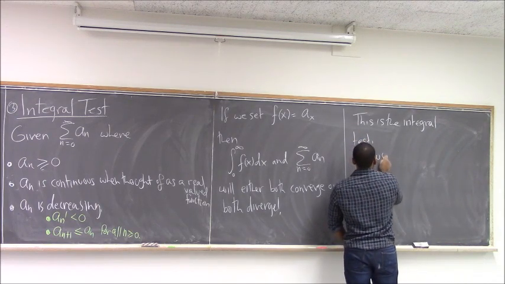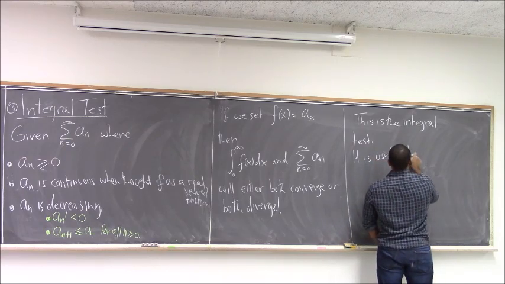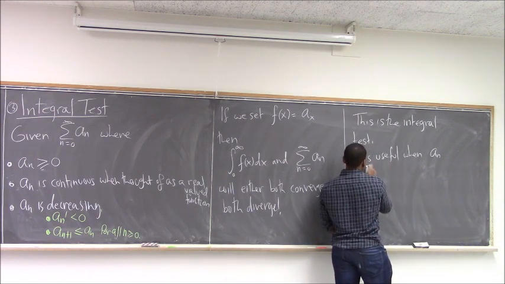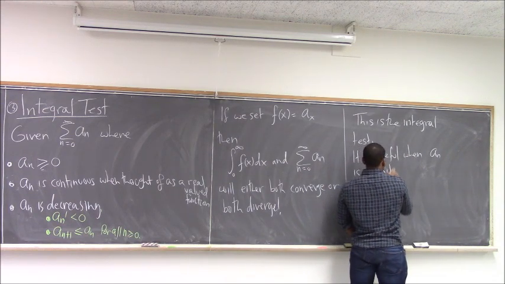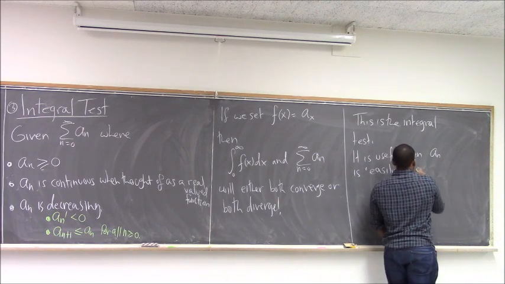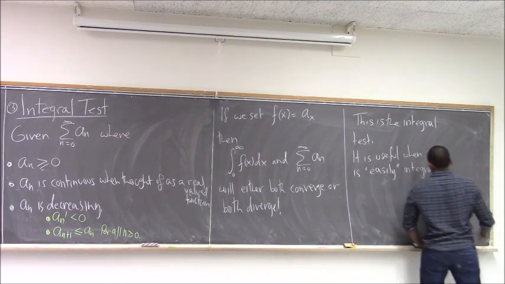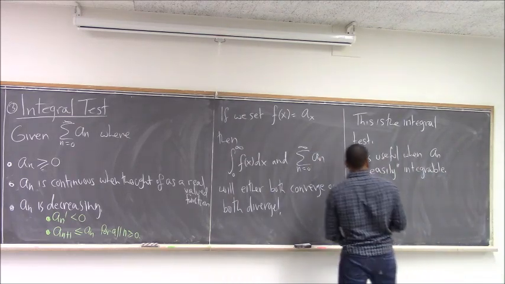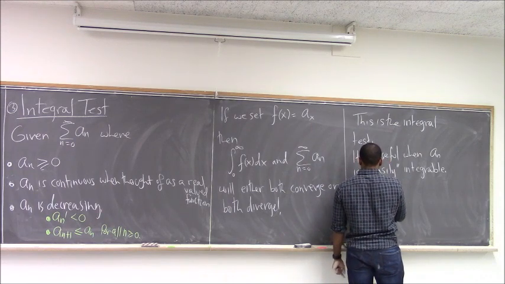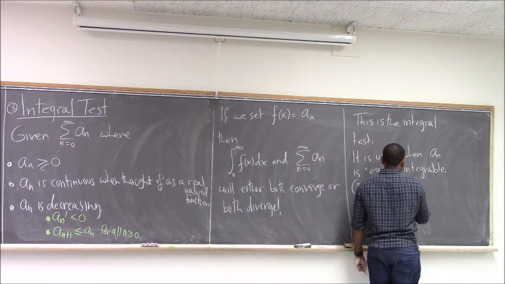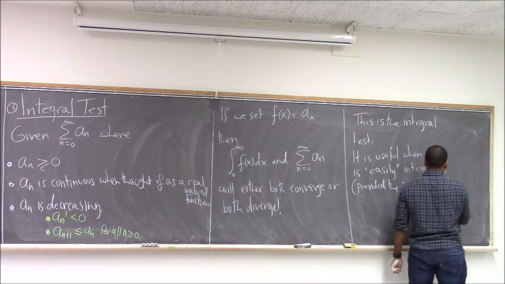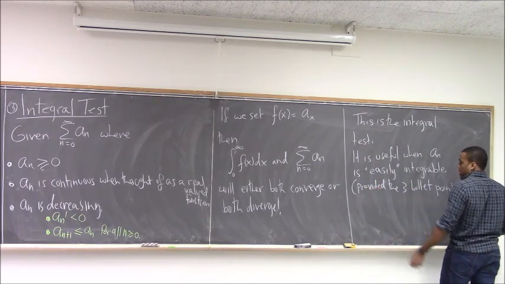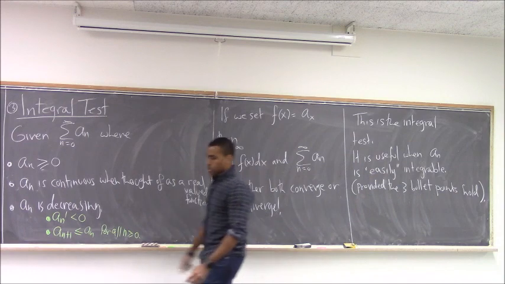It is useful when a_n is, it's called easily integrable. It's called the integral test, provided the three bullet points. So if you can integrate it, but one of those three bullet points doesn't work out, then all bets are off.